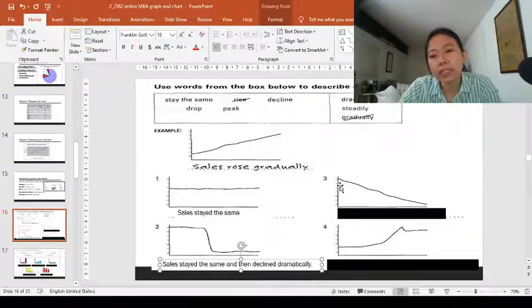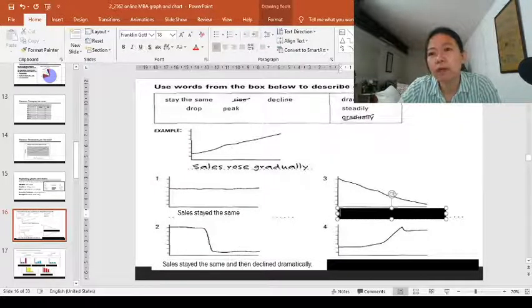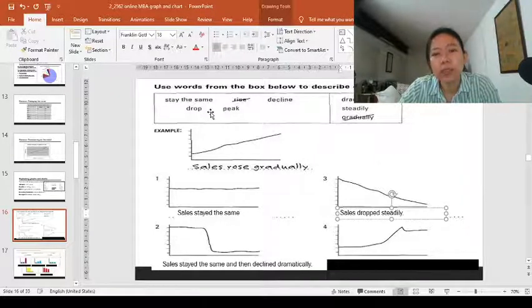And then we can see that it's going down in a regular way, at the same pace. So we can use an adverb like steadily or gradually. So here we have: sales drop steadily. And then in the last picture, okay, there is quite a lot of movement here.